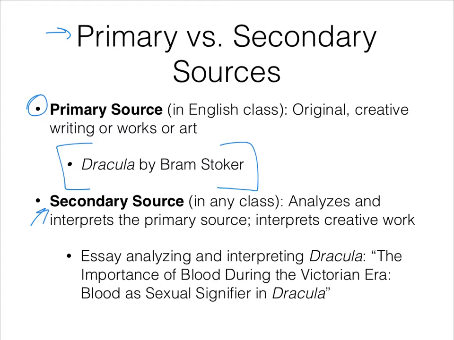Next is the secondary source, and this applies to any class that you're ever going to be in. A secondary source analyzes and interprets the primary source, or it interprets the creative work. The secondary sources that we're going to be looking at are essentially very formal essays, just like the ones you guys have been writing for Macbeth or for Beowulf or for Frankenstein. And in this example, I have an essay analyzing and interpreting Dracula. It's called "The Importance of Blood During the Victorian Era, Blood as Sexual Signifier in Dracula." So notice that I've used these quotation marks because it's technically an essay, and it's written by a person who is analyzing this primary source, Dracula.